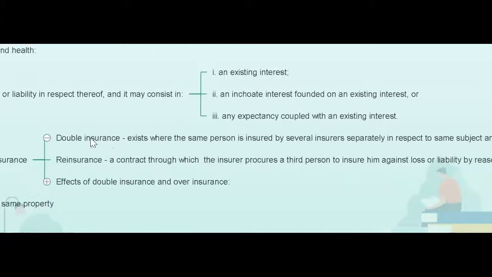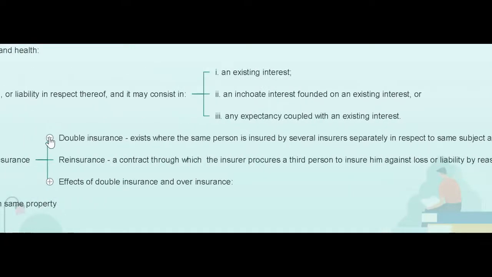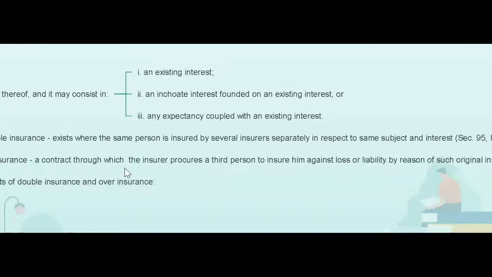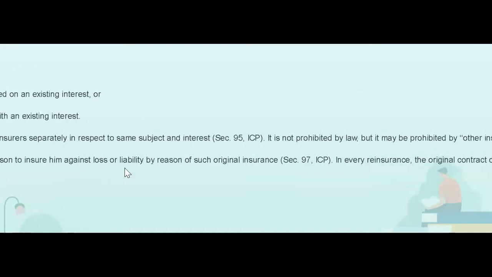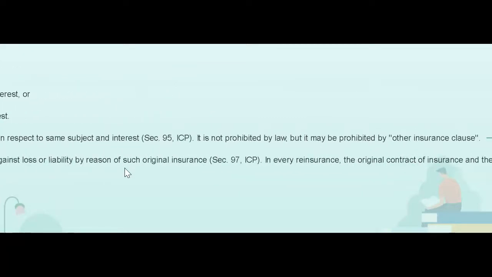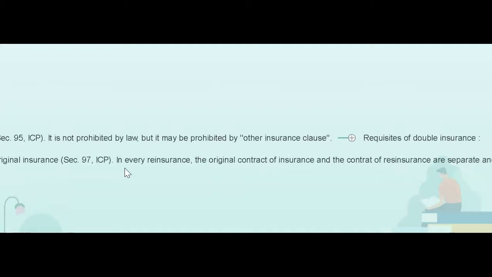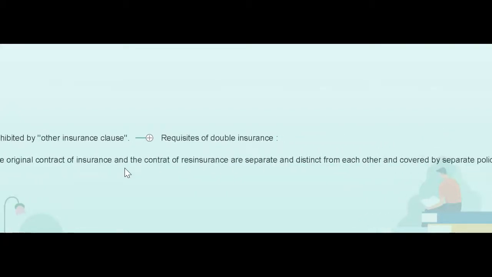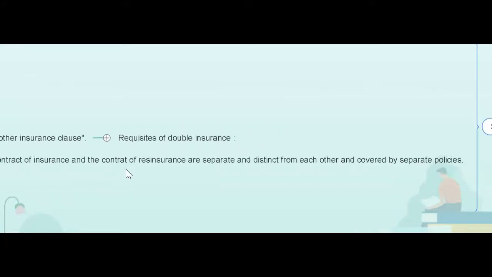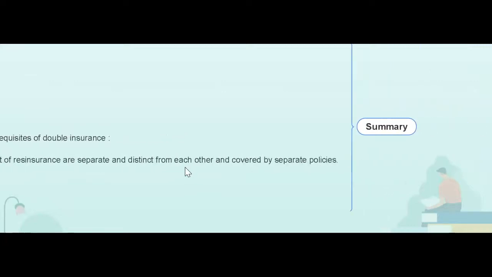Now, let's go back. After discussing double insurance, we will have reinsurance, which is a contract through which the insurer procures a third person to insure him against loss or liability by reason of such insurance. In every reinsurance, the original contract of insurance and the contract of reinsurance are separate and distinct from each other and covered by separate policies.